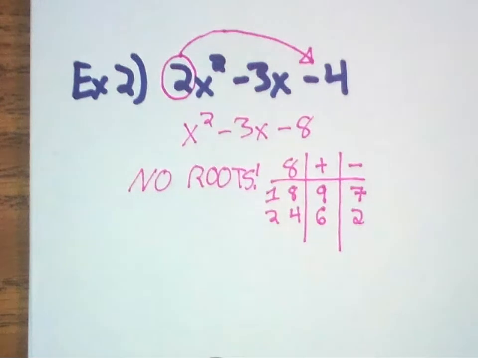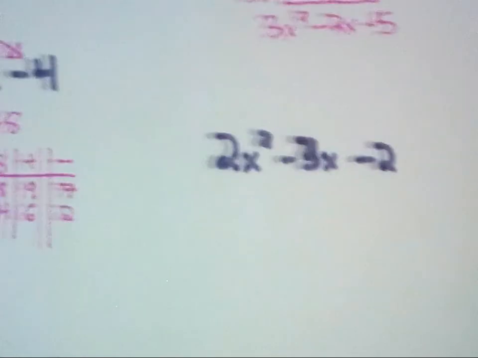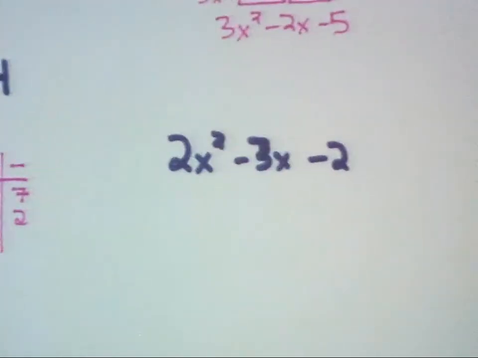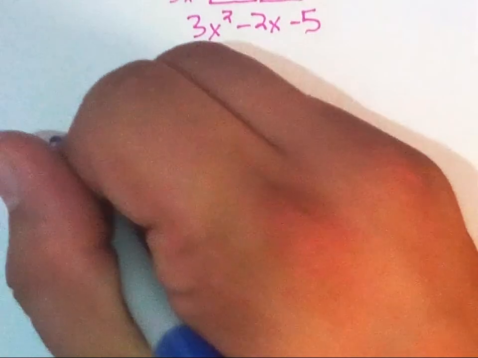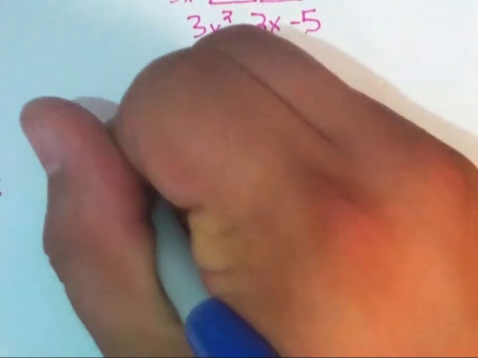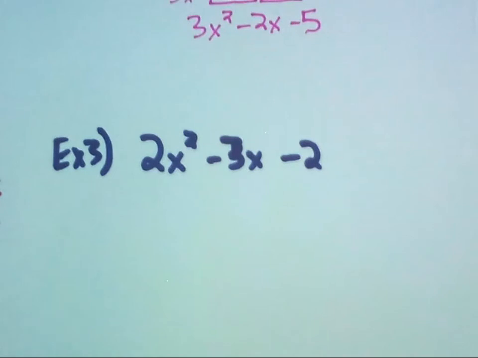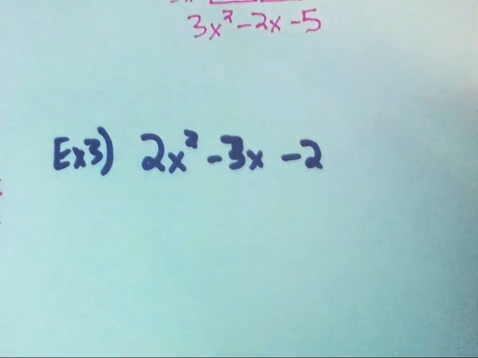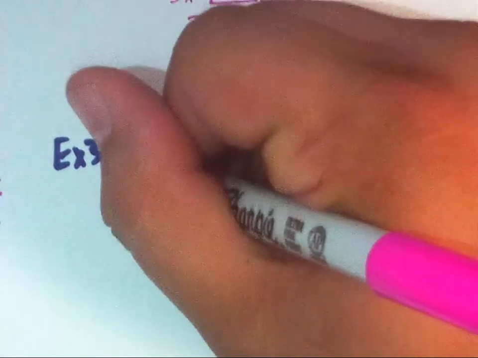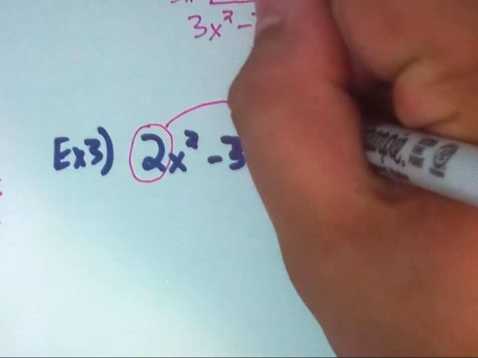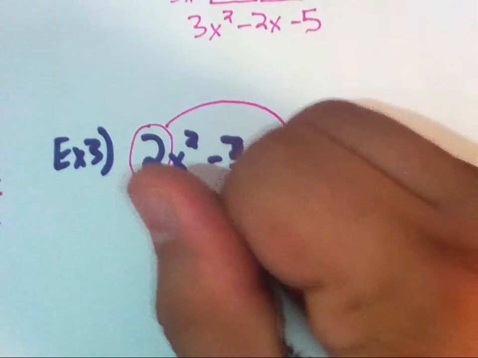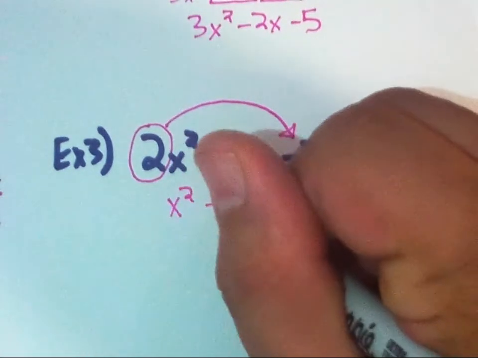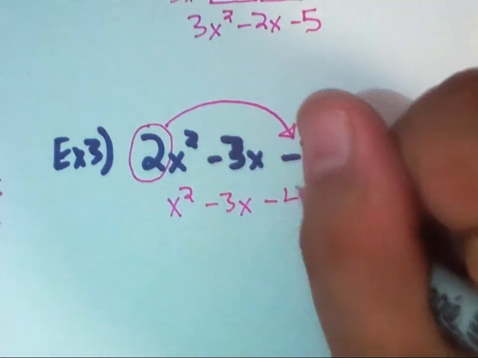So take a look over here. It's very similar, but instead I just changed it to minus 2. And this will be our third example here. So here we go. Let's see what happens. We have 2x squared minus 3x minus 2. Hopefully we get some roots again. So I'm going to take the 2. I'm going to hide the dead body over here. So this becomes x squared minus 3x minus 4.